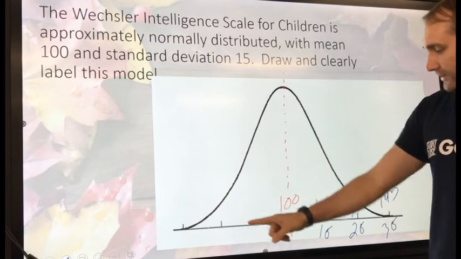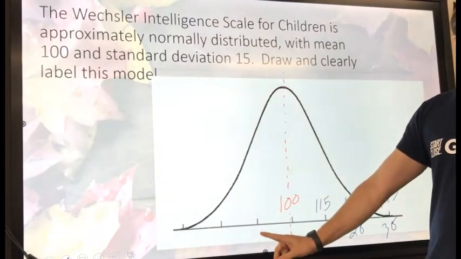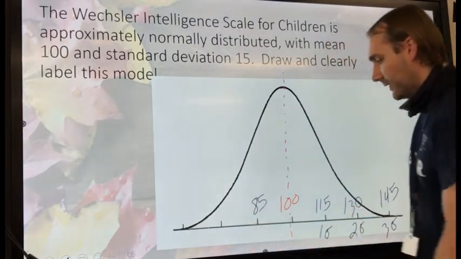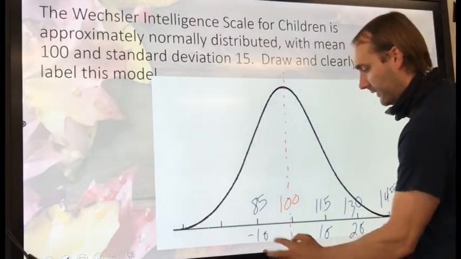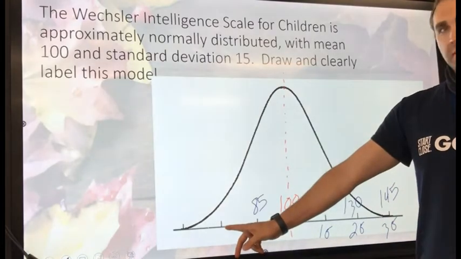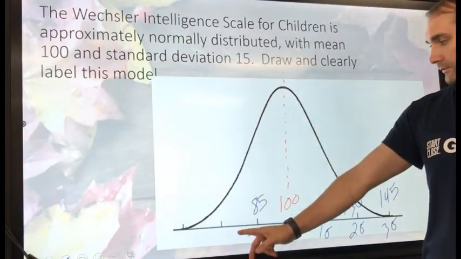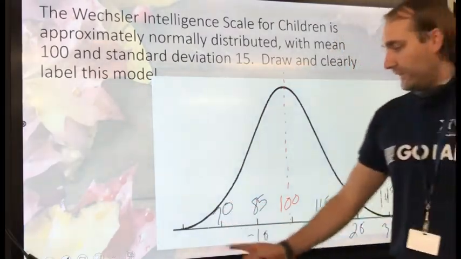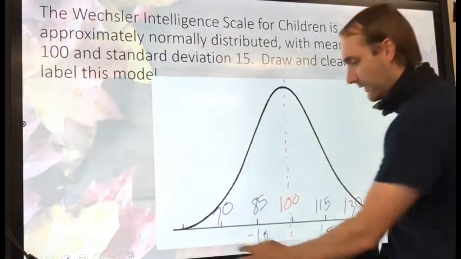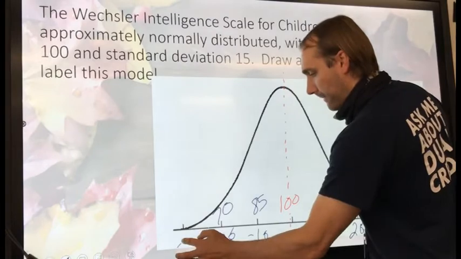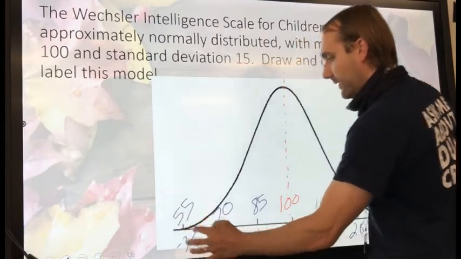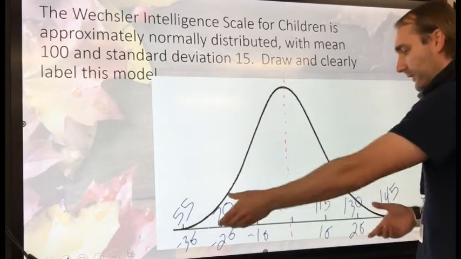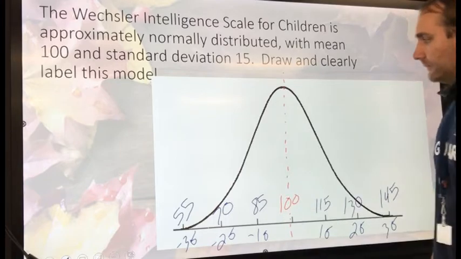Now if I go this direction, what value goes here for the mean? 85. Very good. So you're subtracting the 15 from 100. This is a minus 1 standard deviation. What would be a negative 2 standard deviations? 70. Okay, thank you. And then a negative 3 standard deviations would be what? 55. That sounds good. So this is how you're going to draw your model. The mean is in the middle, and your deviations are plus or minus that from here.